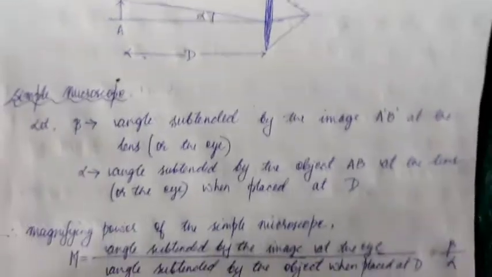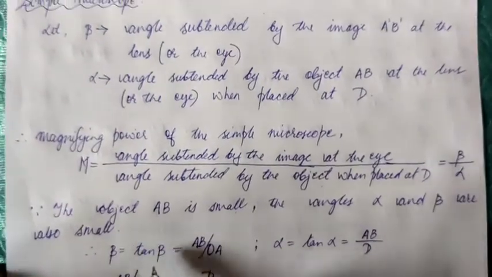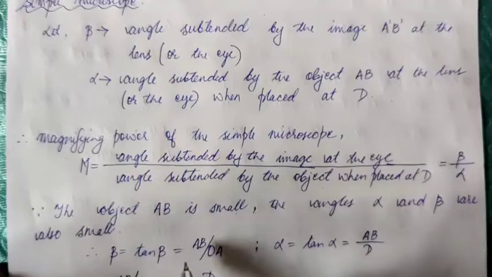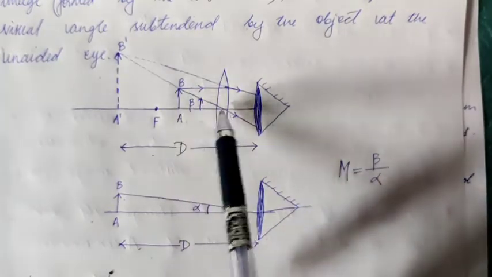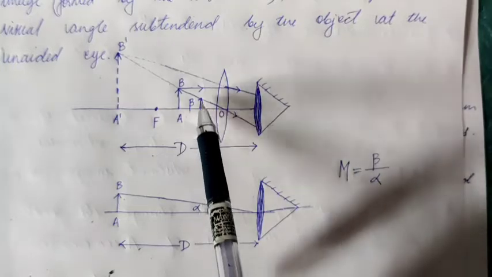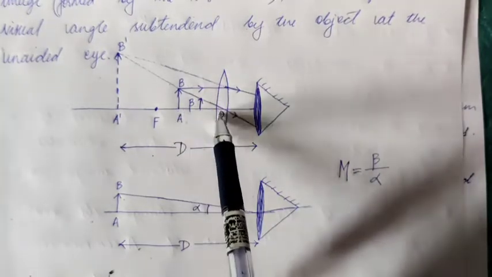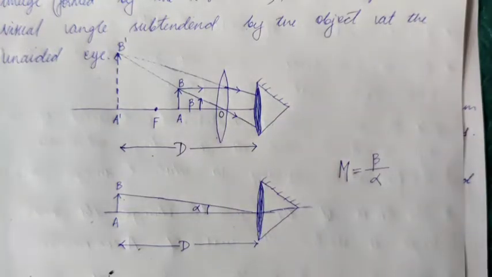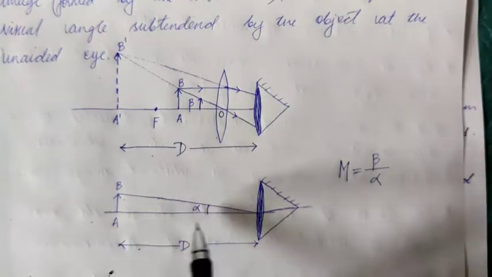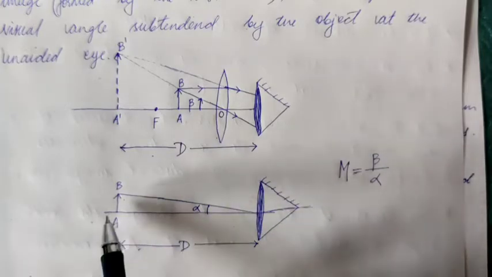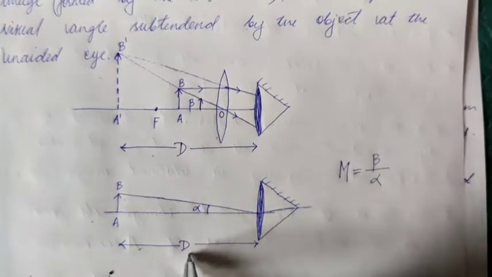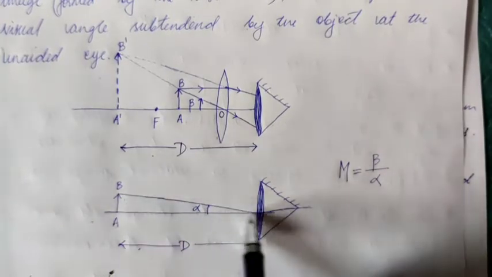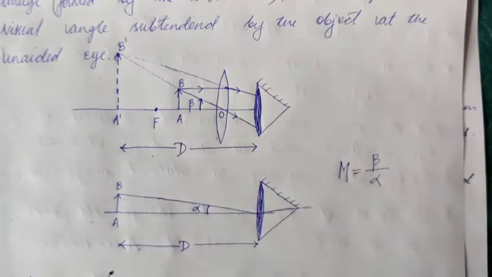So instead of alpha and beta, we can write tan alpha and tan beta. Looking at the right angled triangle ABO, tan beta will be perpendicular by base, so AB divided by AO. Likewise, tan alpha is AB divided by D, where the base is D.